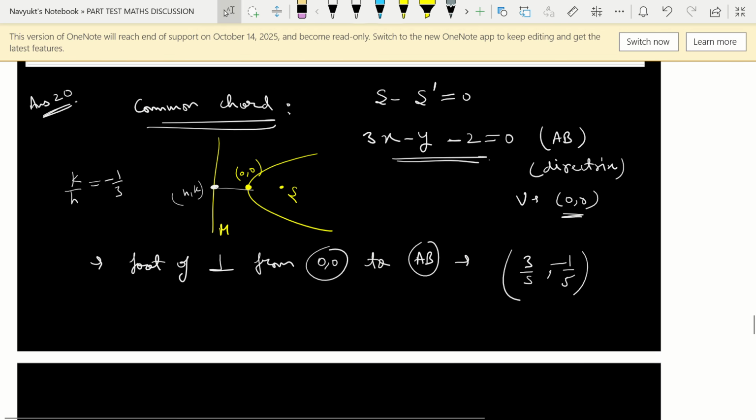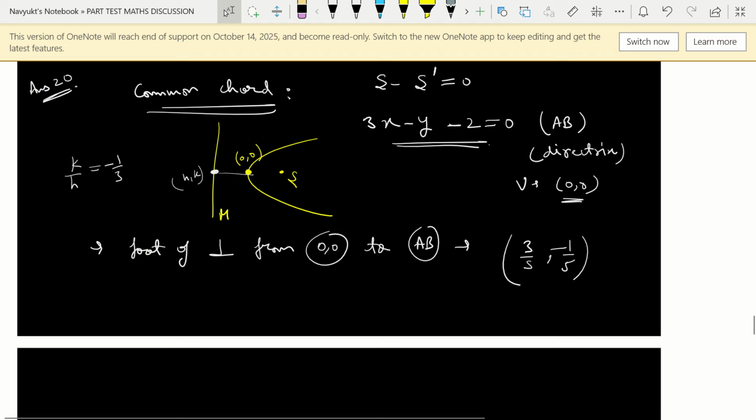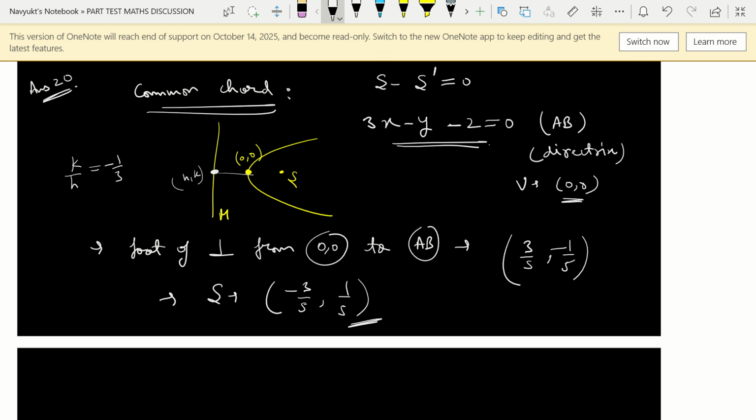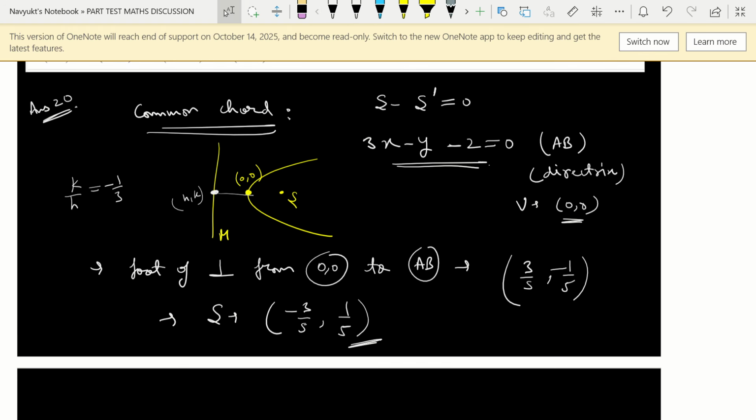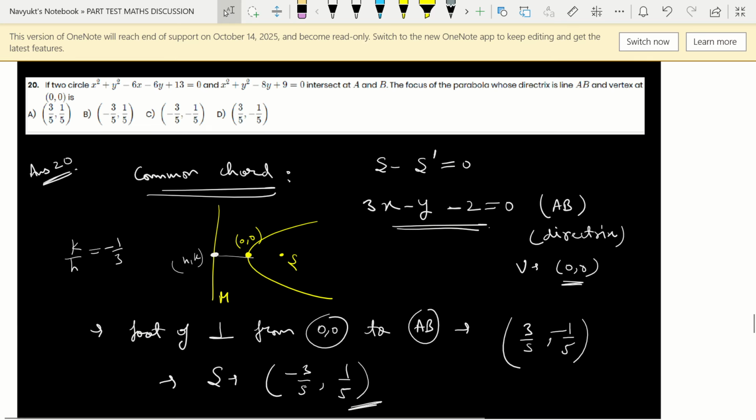Once you get this foot of perpendicular, simply by this rule we will get the opposite point to it. We'll get the focus point S as 6 by 5 comma -2 by 5 here. That will be our answer to this question, which is option number B.